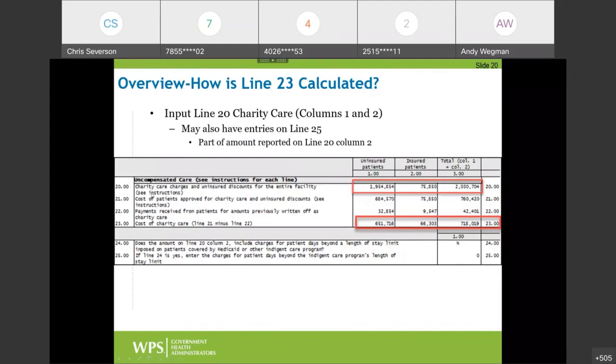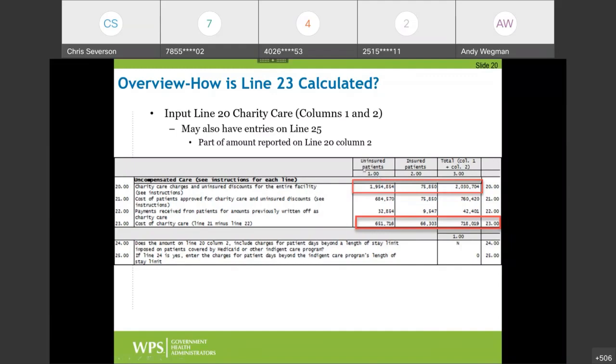Line 20 is charity care and uninsured discount if it's in your policy. Right now it's for the entire facility. One of the big proposals in the proposed rule that we've been waiting on is they've proposed to change this to be just for the hospital. Since the payment itself is just for the hospital, they say, why are we including other units that really don't have any DSH? They wouldn't have any DSH to begin with, so why give them uncompensated care? So that's a proposed change. We don't know if it'll be finalized. Right now it's for the entire facility.